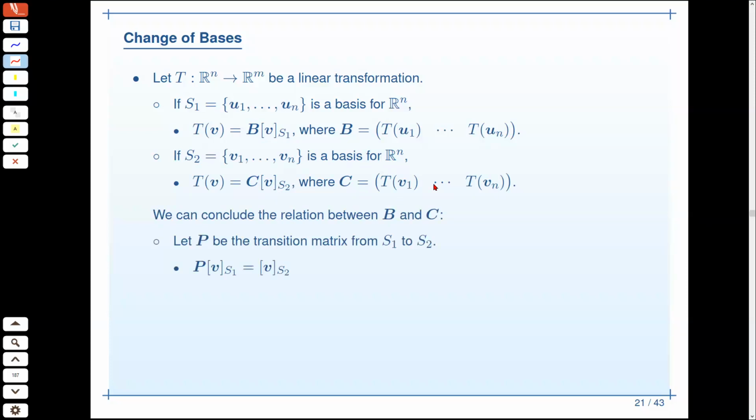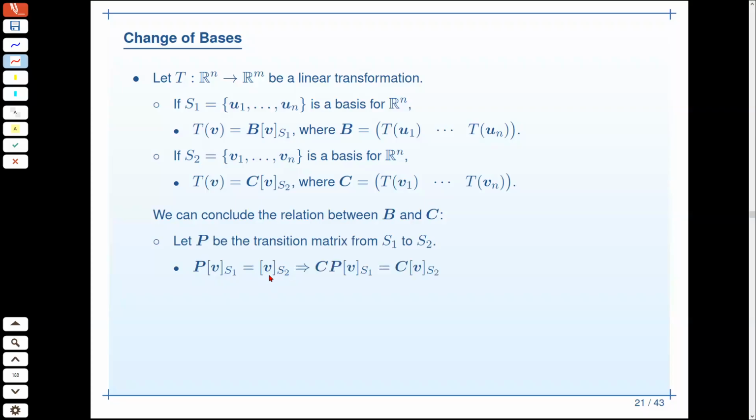Of course, because we have two bases, we need to have the translation matrix. Suppose P is the translation matrix from S1 to S2. Then P inverse is from S2 to S1. So we have the coordinate vector of V relative to S1 multiplied by P. This will give you the coordinate vector of V relative to S2.